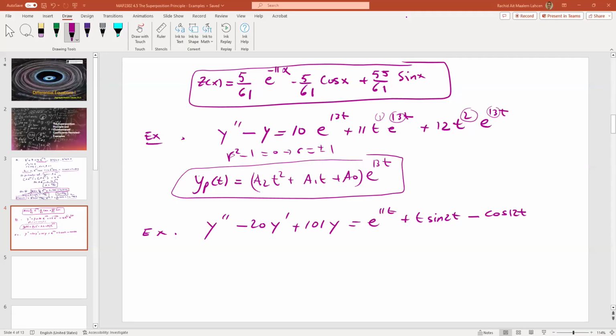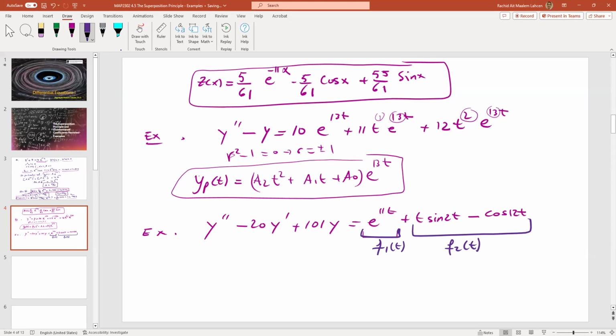Okay, let's say we want to look for the particular solution for this differential equation. We can see here that we have a mix of this exponential term and these two terms with the trig functions sine and cosine. So here we can use the superposition principle and say that this is f1 of t and this is f2 of t.